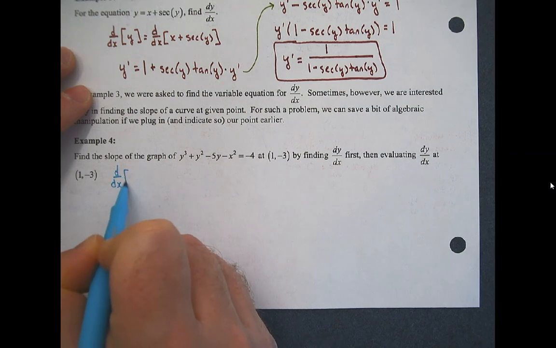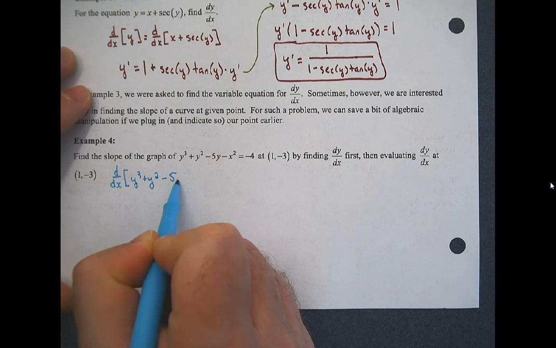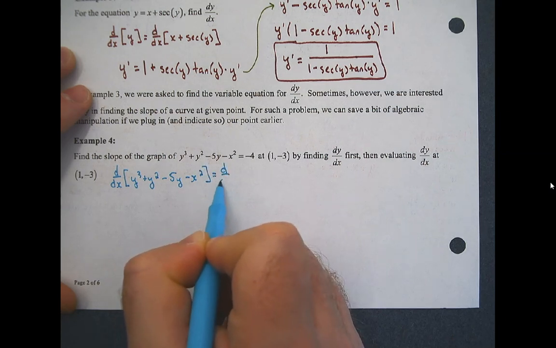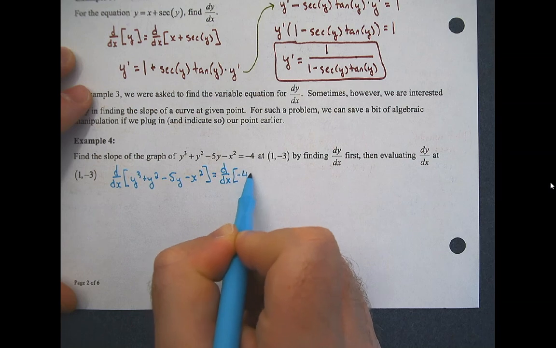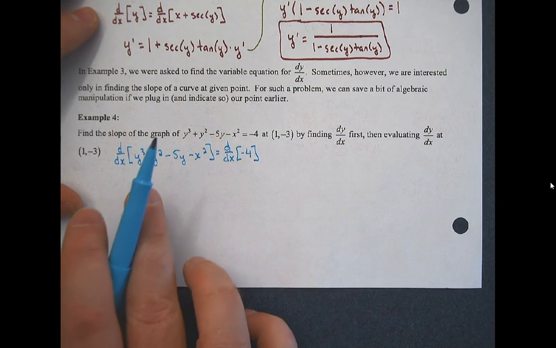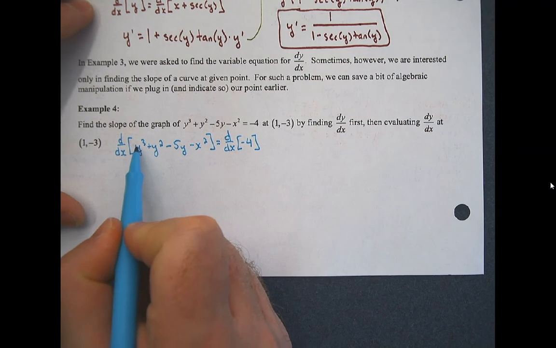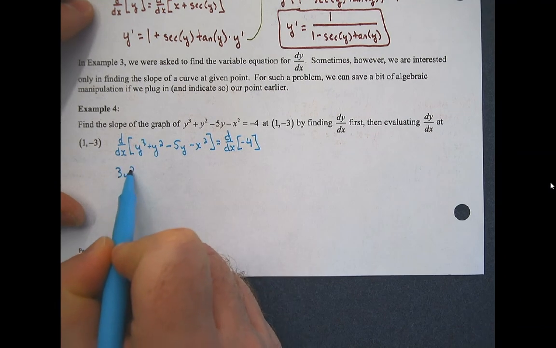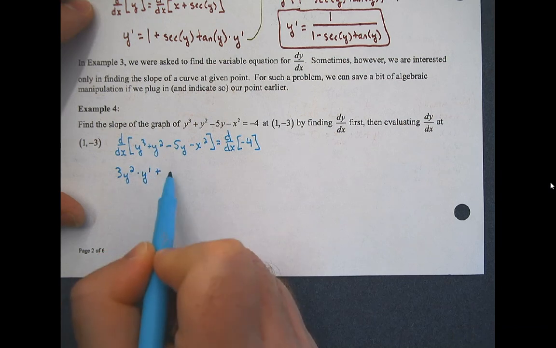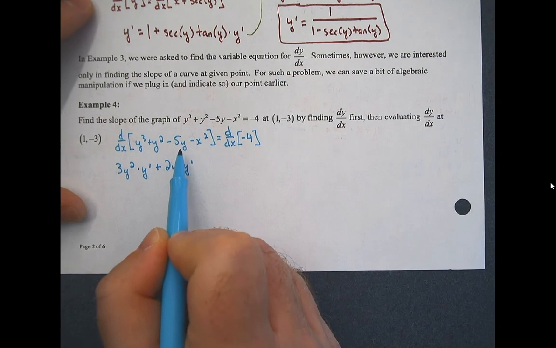d/dx of y cubed plus y squared minus 5y minus x squared equals d/dx of negative 4. Now I'm going to derive all of this according to x. That means when I derive the y piece, I've got to make sure I put a y prime or a dy/dx at the end of it. So the derivative of something cubed is 3 something squared, but that's a y, so I have to still do y prime. Plus the derivative of y squared is 2y, but that's a y, so I have to do y prime. Okay, be careful here.